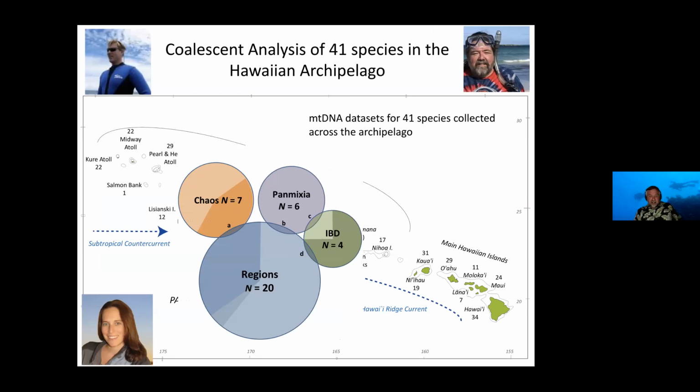Kim Selkoe did an analysis of these data in which she found that 20 of the species, these numbers don't sum to 41, she had slightly fewer species to work with, had regional structure. So there were two or three panmictic regions within Hawaii. 6 of them were completely panmictic, and 4 of them showed a pattern that was consistent with a stepping stone model of dispersal. 7 of them were chaos, the term that marine population geneticists use when our genetic data make no sense whatsoever.